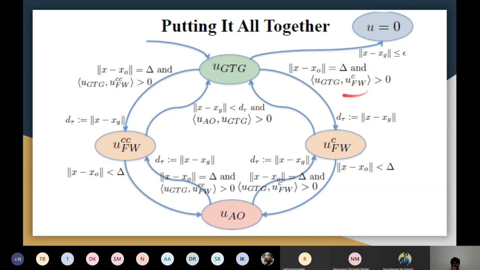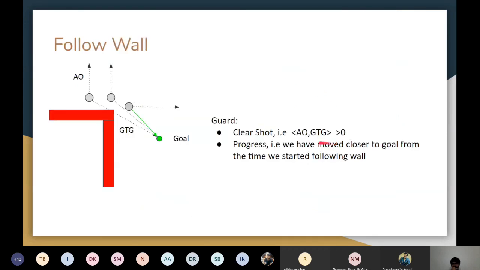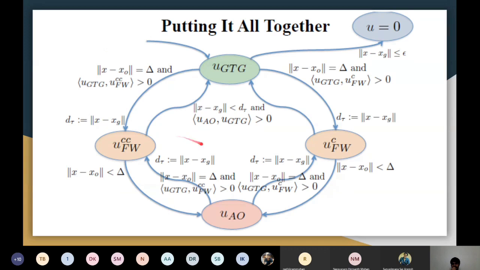Okay, now suppose it was clockwise as in the example. So I started following the wall in clockwise direction. And over here you can see a reset condition, because we are storing something while switching from this behavior to this behavior. As I told you, in this condition I need to store the distance from the time I started following the wall to the goal. That is x minus xg, the d tau distance at the time I started following the wall, has been stored. Now I'm following the wall in counterclockwise direction.